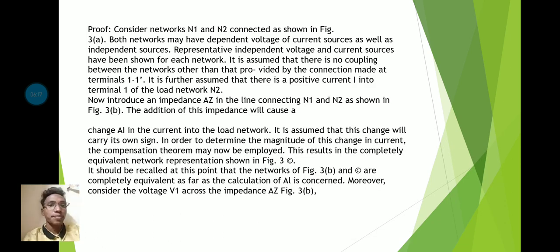Now we see the proof. Consider N1 and N2 connected as shown in figure 3a. Both networks may contain dependent voltage or current sources as well as impedance sources.